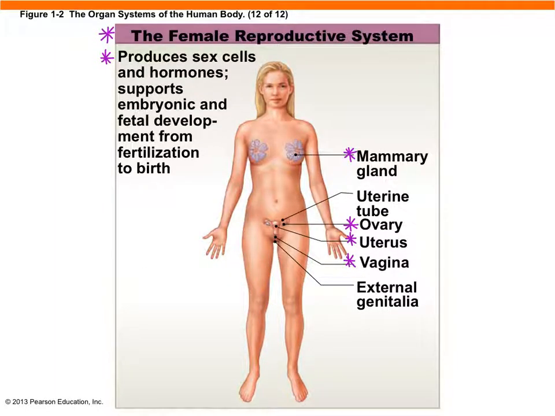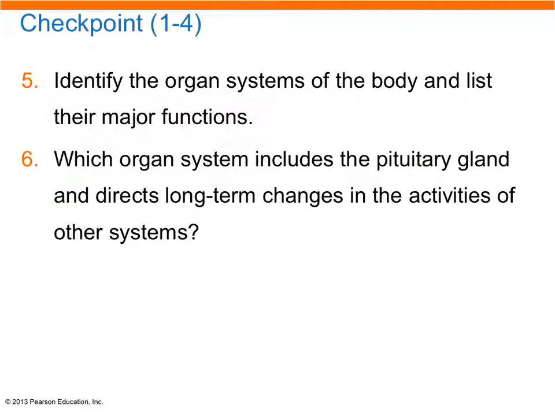Finally, the last reproductive system would be the female reproductive system, with the major organs being the ovaries and the mammary glands, with the major function again being to produce sex cells and hormones. Obviously, in the female system, it would also support embryonic and fetal development from fertilization to birth. Look at the checkpoint questions and answer them now.